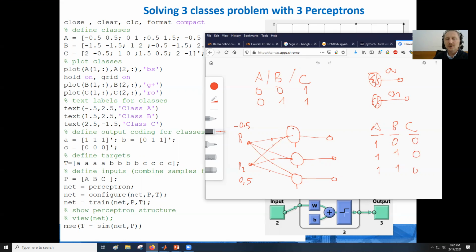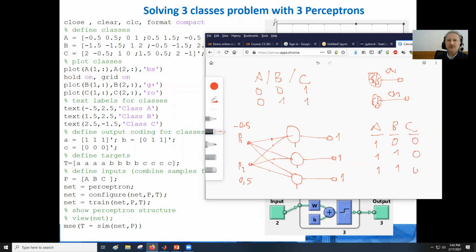This means all three perceptron neurons produce 0, 0, 0. This means this data belongs to the C class. For example, for this data, it should produce 0, 0.5, minus 0.5 and 0.5. It belongs to A class. That's why it should produce 1, 1, and 1 output. Yes, everything is just coding to output.